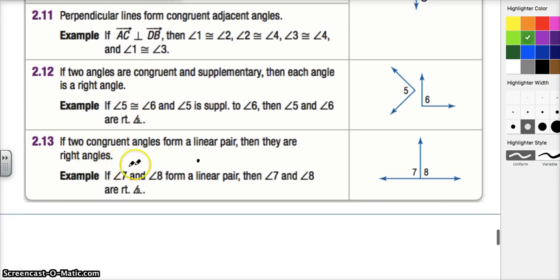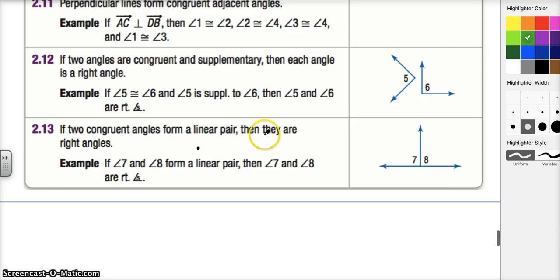And finally, if two congruent angles form a linear pair, two congruent angles are side by side and they form a straight line and they're congruent, then they are right angles. And so we've got a whole lot of information here, but I think it makes total sense, and I think you get it if you follow along. If I was talking too fast and you're like, I don't know what's going on, do take the time to just read through it and say, yeah, I got this.